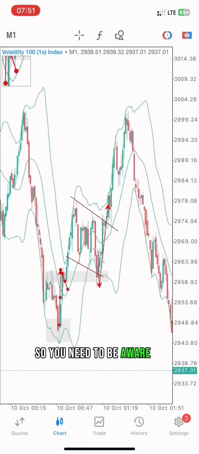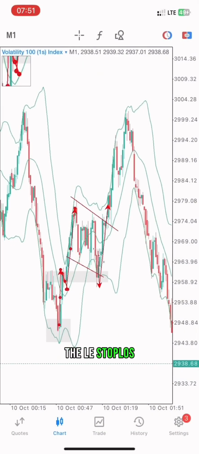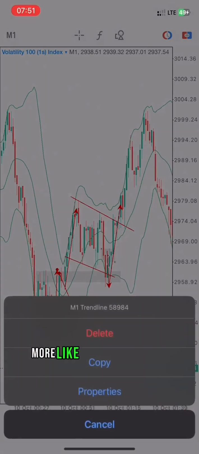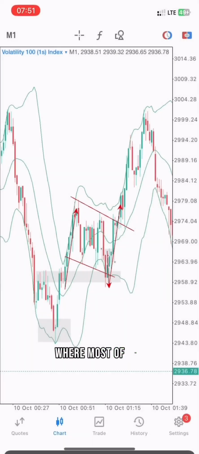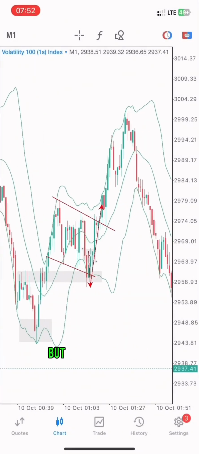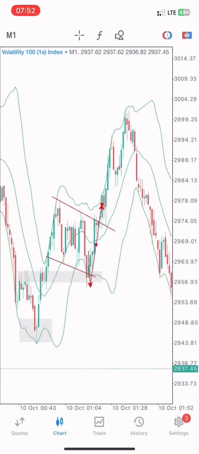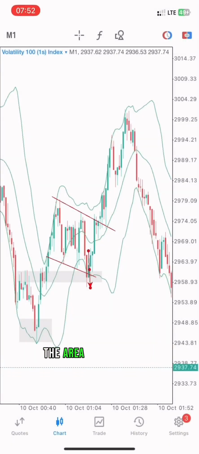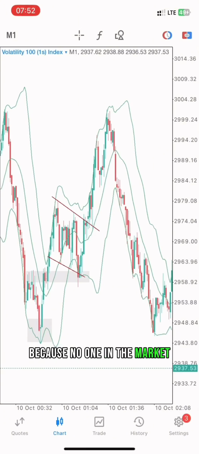So you need to be aware of the early stop loss which is going to be taken by the market, so that you trade more like the professionals. You don't just enter a buy. Most of you wait for the breakout, but that's for the amateurs. What you need to do is enter when it has hit the area of confluence down to the opposite, because no one in the market would be doing that.